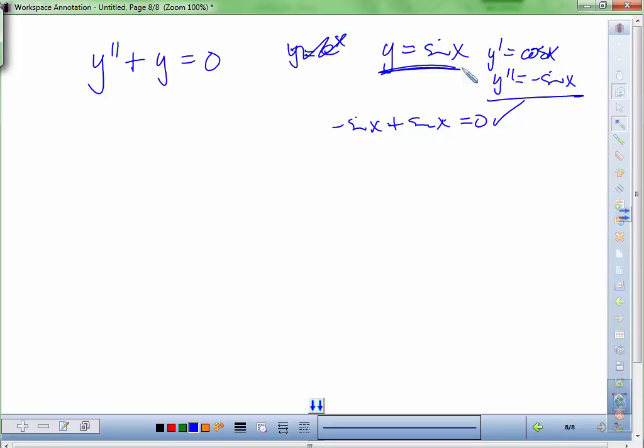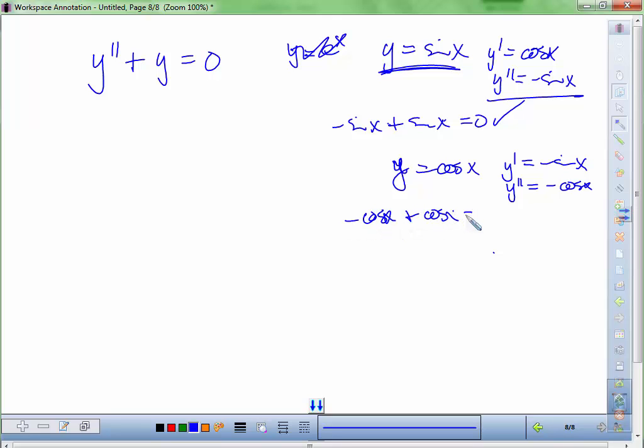So y prime is cosine x, and y double prime is negative sine x. So negative sine x plus sine x equals 0. So this is a solution. I wonder if we can find another solution. Cosine? Let's try cosine. y equals cosine x. So the first derivative is negative sine x. The second derivative is negative cosine x. So negative cosine x plus cosine x is equal to 0. Yes, that works too.